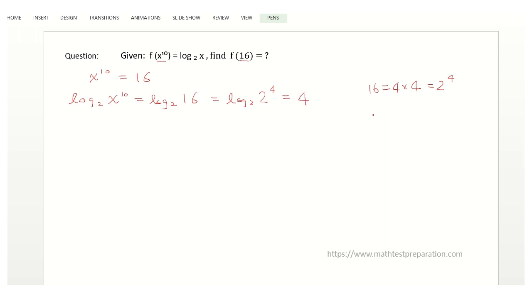We are using the formula log base a of a equals 1. Left side of the equation, this equals 10 times log base 2 of x, equals 4.